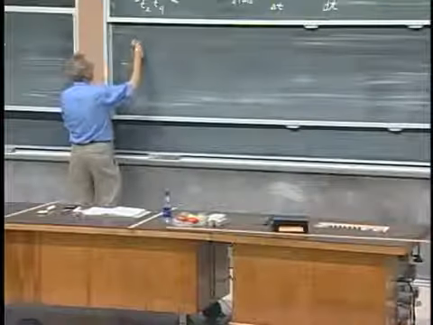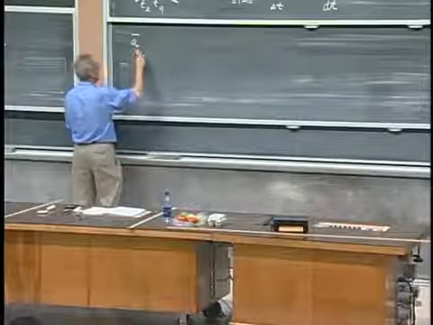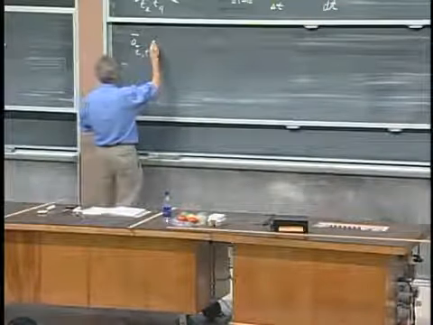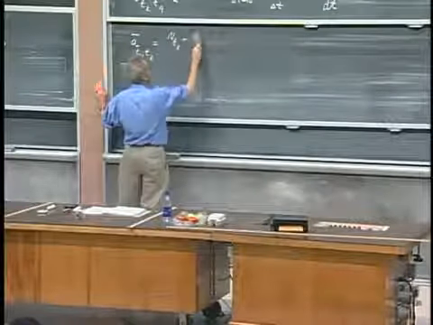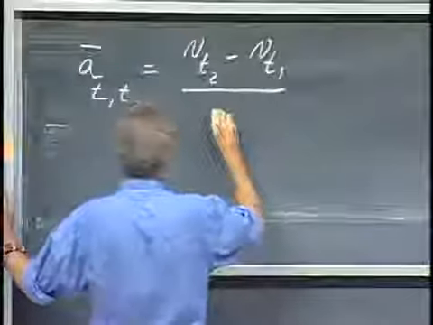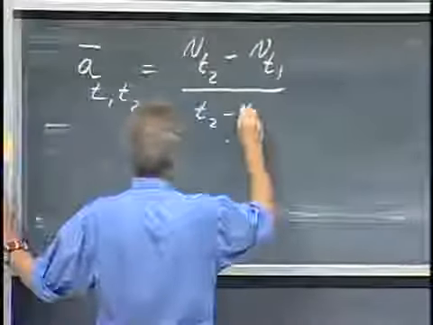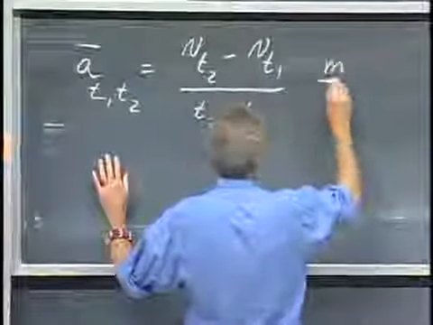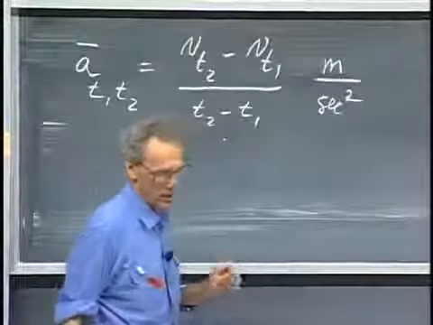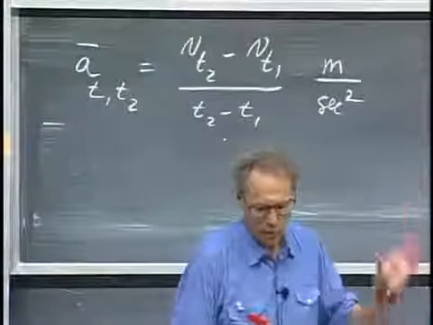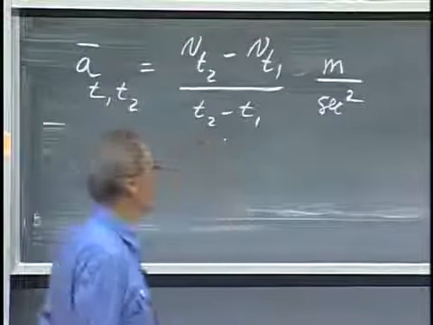The average acceleration between time t1 and time t2 would then be the velocity at time t2 minus the velocity at time t1 divided by t2 minus t1, and the dimension is length per time squared, so it's meters per second squared. This is then for a one-dimensional situation.